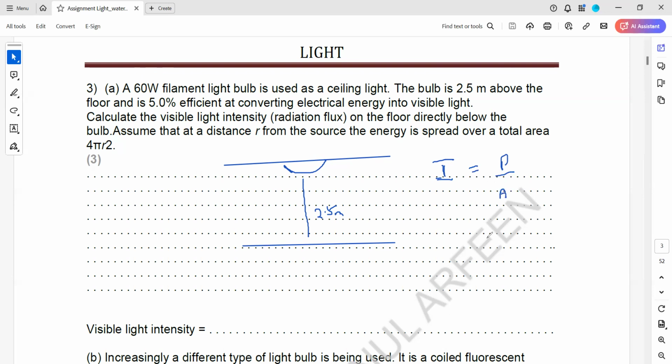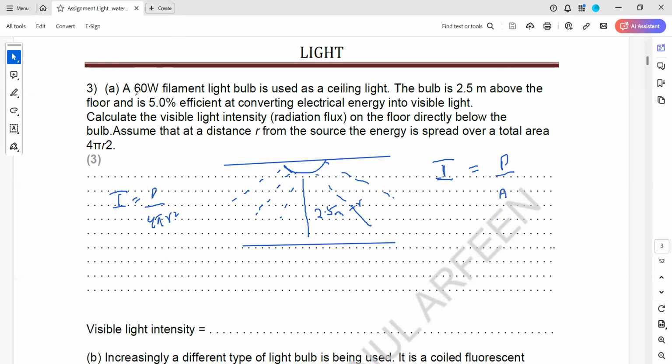And what area do we take? We always take 4 pi r squared, where r is the radius, because there will be so many points which are 2.5 meters from this bulb, so it will make a sphere. The area of a sphere is 4 pi r squared. So we can say the intensity is equal to power divided by 4 pi r squared, where r is the distance or the radius from the source to the point where we are observing.